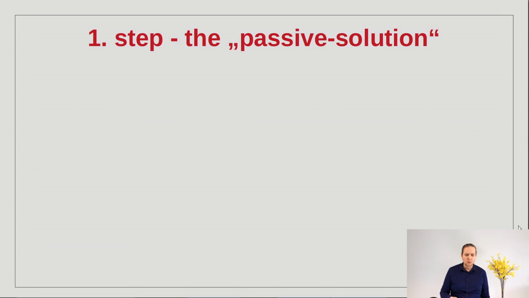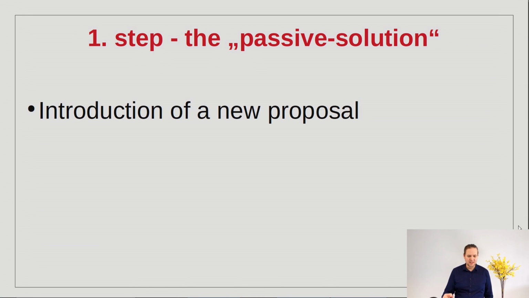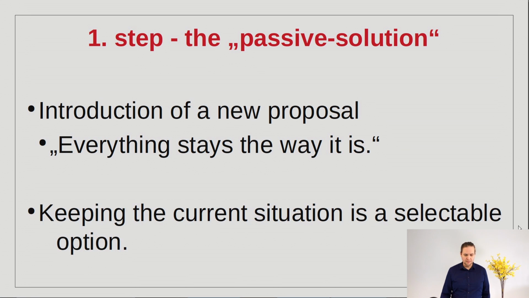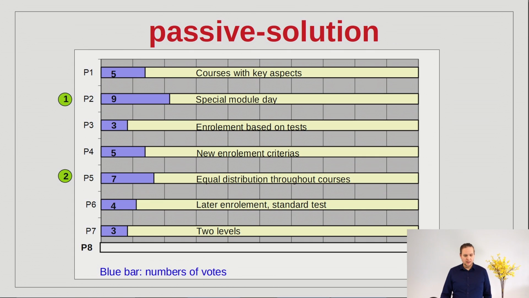In the first step, we're introducing the passive solution. What does it mean? Passive means we're introducing a new proposal, which means everything stays the way it is. This is a proposal people were not able to vote on before. So keeping the current situation is now a selectable option. Going back to the slide with the overview, now we have P8, I wrote here zero solution, a passive solution, which is saying everything stays the way it is.